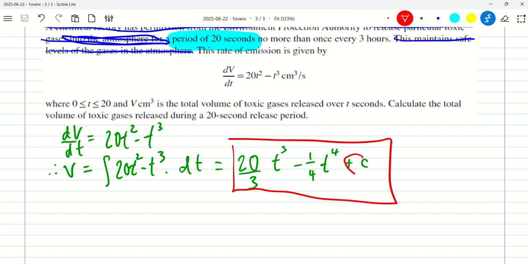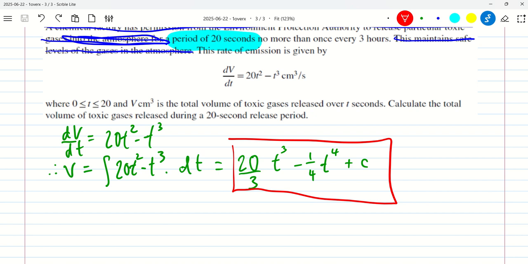But I don't know C. Okay, so I need to find some condition that will help me find C. Do I know anything else? Right, so we're not told anything in this question. It doesn't say the volume of gas after 5 seconds is this. It hasn't actually given us any sort of condition that will help us.